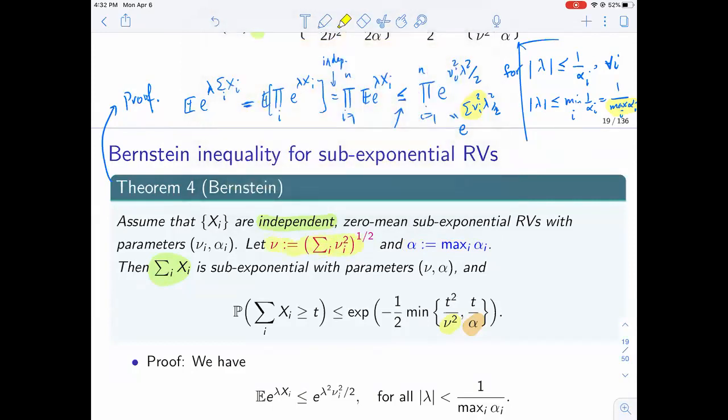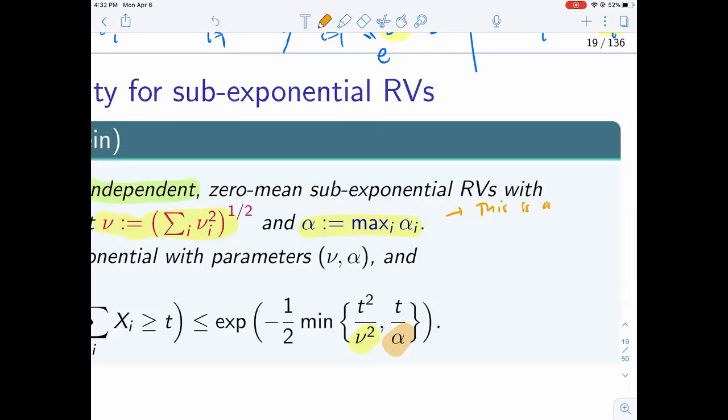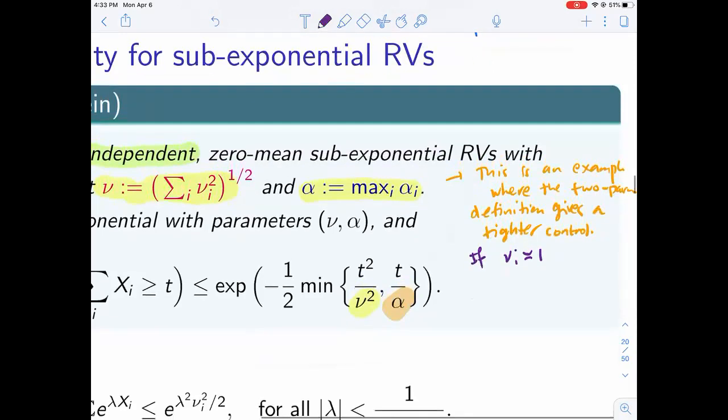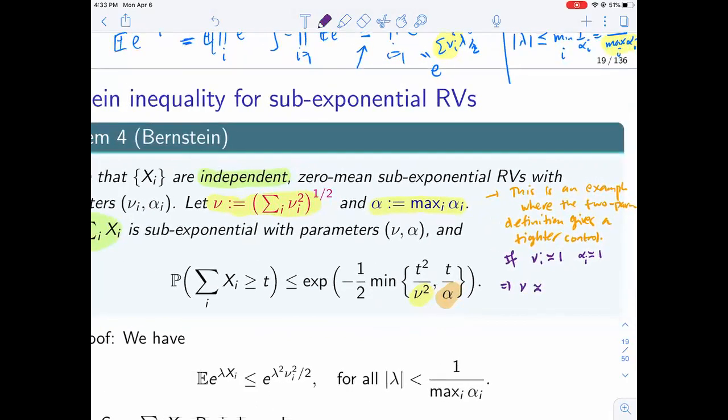Right, so if the nu_i's are numbers and the alpha_i's are numbers, this is an example where the two-parameter definition gives tighter control. For example, nu_i is constant, I'm writing it like this, meaning constant as a function of n usually. The alpha_i's are also constant. Then nu behaves like what, if there are n variables, with i from 1 to n?